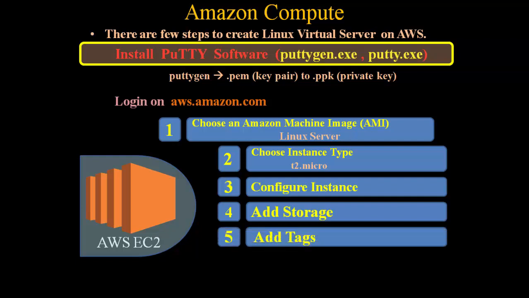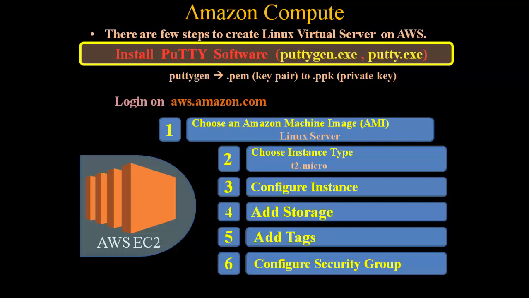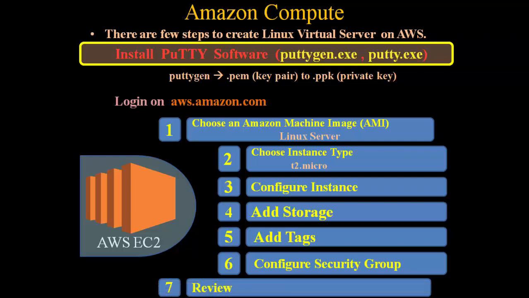You can give different tags. Then configure security group. It is just like our firewall, you can add different rules. And the last step, that is review. After completion of all these steps, you can review it and then you can launch our server. So these are all the different steps that we will follow in our demo part. So let us go directly to the demo.